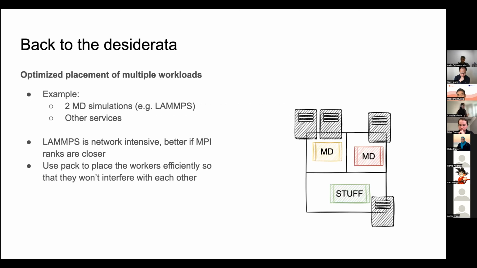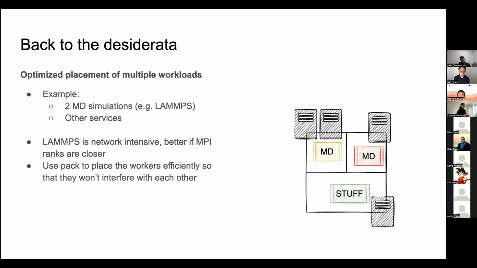Why an optimized placement is a feature that can be very useful. So if you have a large cluster and you want to partition the cluster and run different workloads on that cluster, partition in a soft way, not partitioning the nodes. So just like having a soft partition of the cluster where you want to run, for instance, two molecular dynamic simulations and some other stuff.